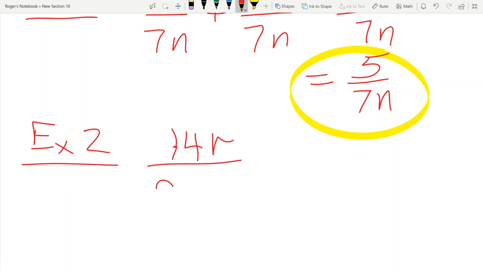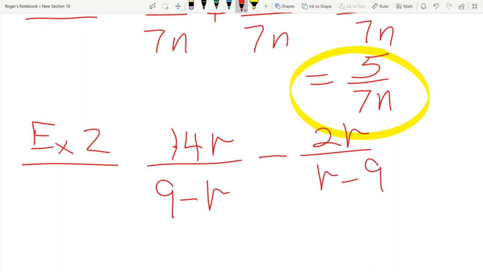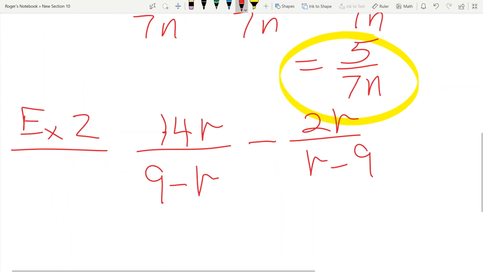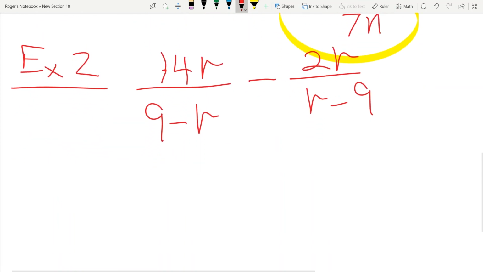14r over 9 minus r, and from that we're going to be subtracting 2r over r minus 9. Now you look at these two things and you ask yourself a question. Well, what is the common denominator? One is 9 minus r and one is r minus 9. Now I showed you a little trick the other day. We're going to use it again here.